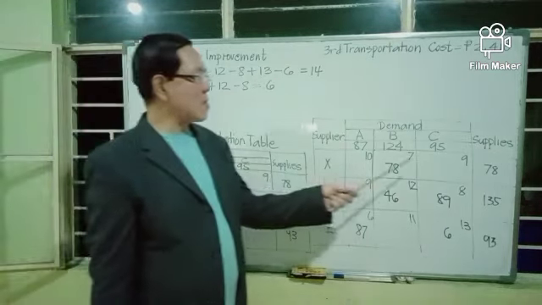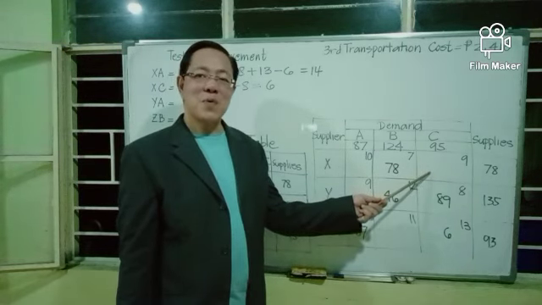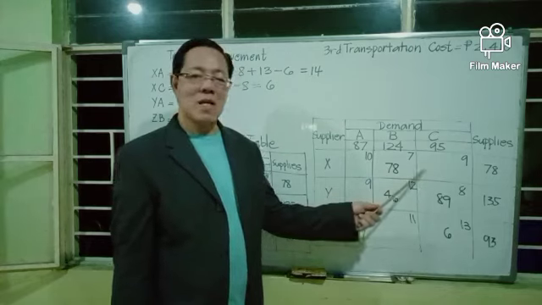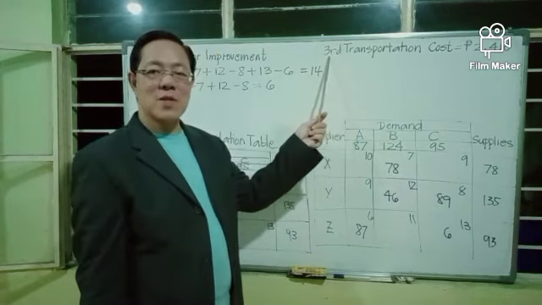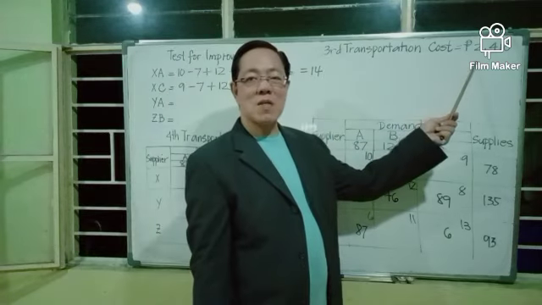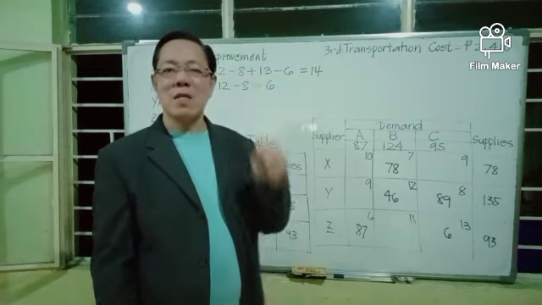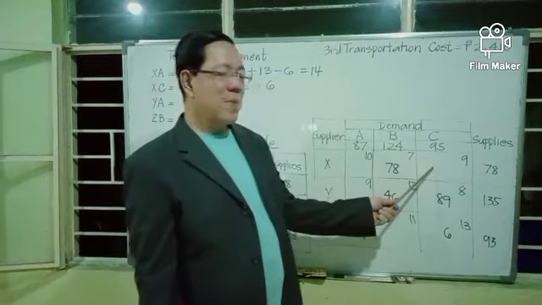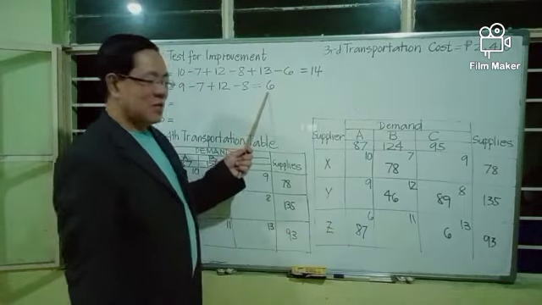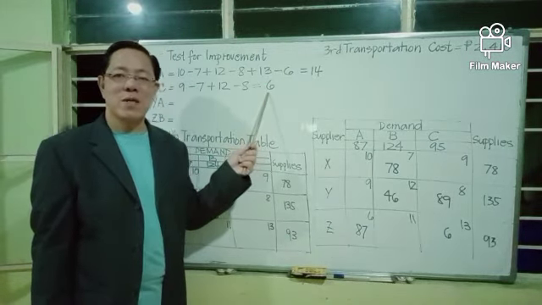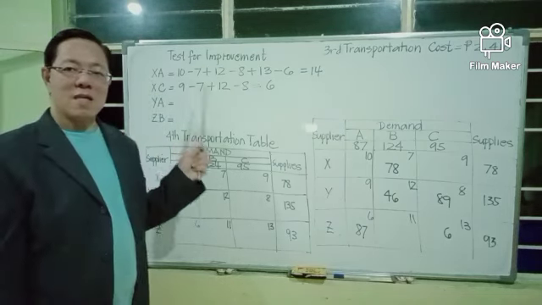The net cell cost of positive 6 for the vacant cell XC means that if you transfer some units to this vacant cell XC, the transportation cost for the third distribution plan of 2,410 will increase by 6 pesos per unit that you transfer to this vacant cell XC. Hence, we will not transfer any units to the vacant cell XC and to the vacant cell XA.